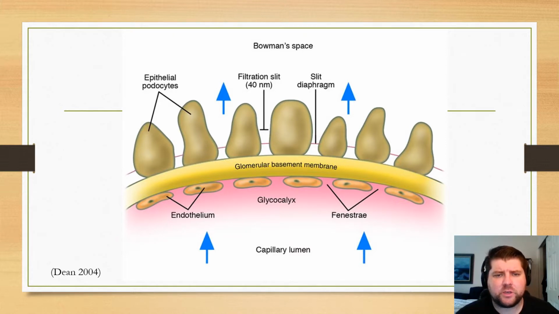Well, here's a look at the glomerular basement membrane. So kind of a more zoomed in view of the kidney here. Here we have Bowman's space, which is where the urine is concentrated. And here we have the capillary lumen, which is where the blood's at. So here we have the endothelial cells, the glycocalyx. This is where it's all occurring, and you have the fenestrae here, which are our openings.